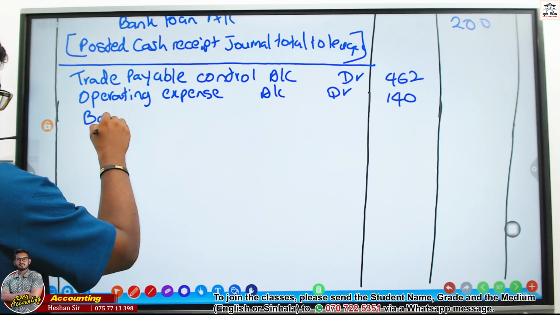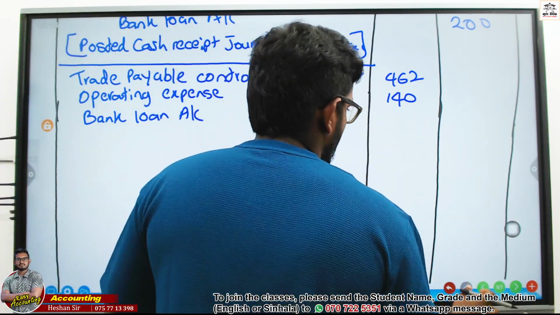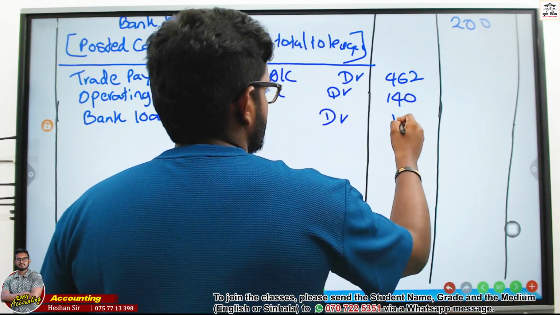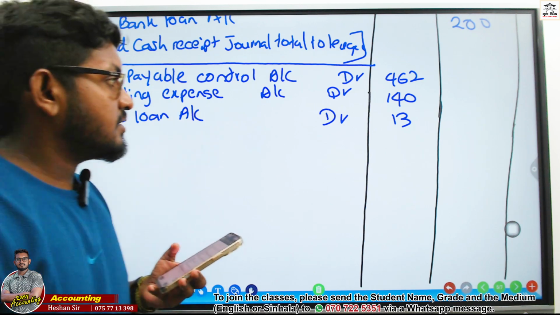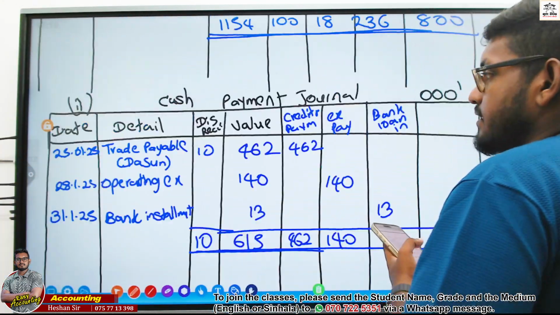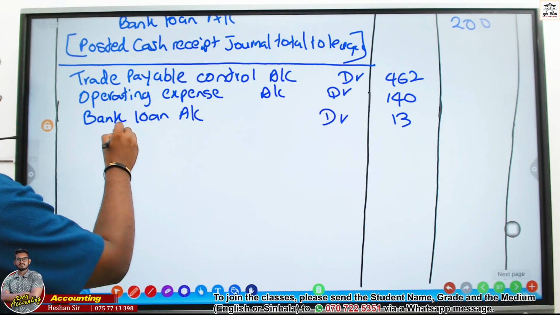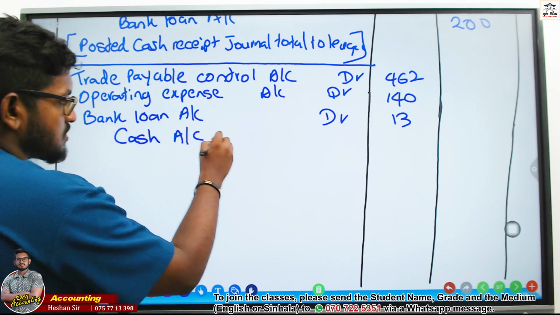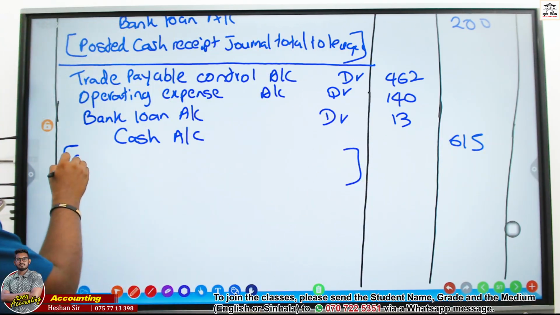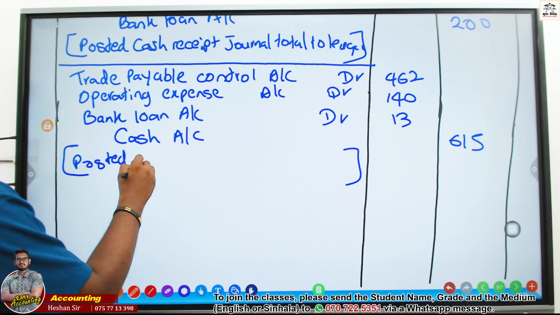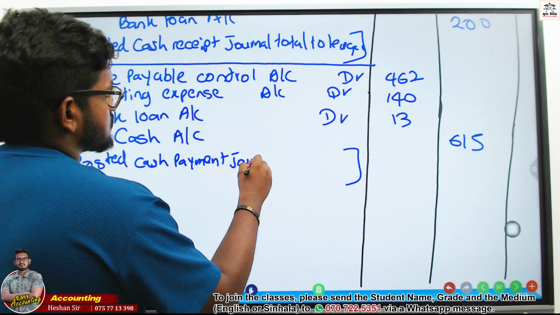Bank loan account debit, total installment with the interest, what we put is 30, right? Yeah, 30. And next one, that's it. Cash control credit 650. Cash account 650. So discounts we record separately. Posted cash payment journal total.